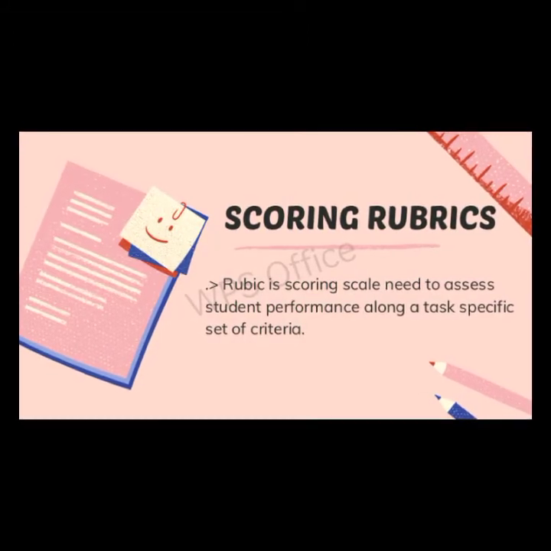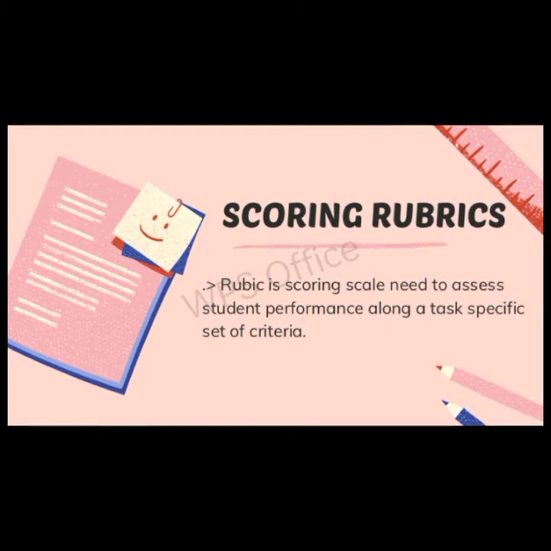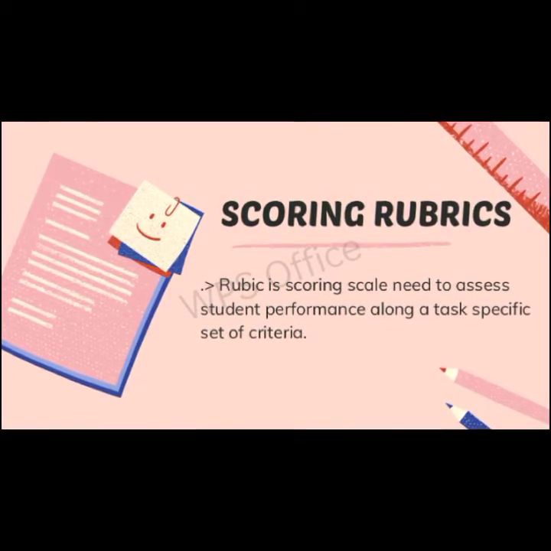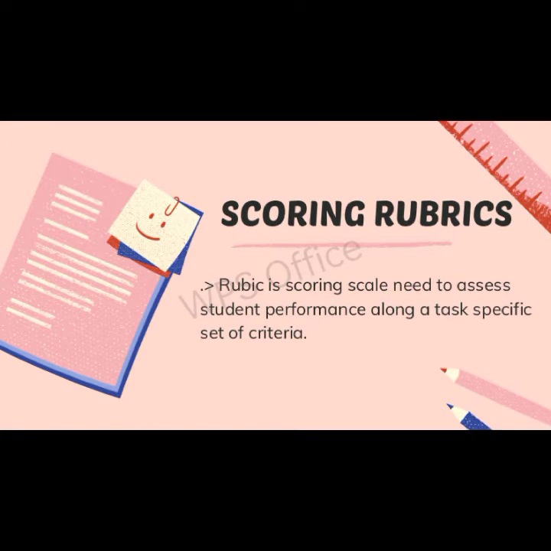So now, let's proceed to scoring rubrics. Let me first define what scoring rubrics are. A rubric is a scoring scale used to assess student performance along a task-specific set of criteria. So, the student's aptitude on a task is determined by matching the student's performance against a set of criteria to determine the degree to which the student's performance meets the criteria for the task. So it is the standard or a set of expectations that the teacher has in connection to the task given, which is the basis of categorizing the student's performance or response to the task.